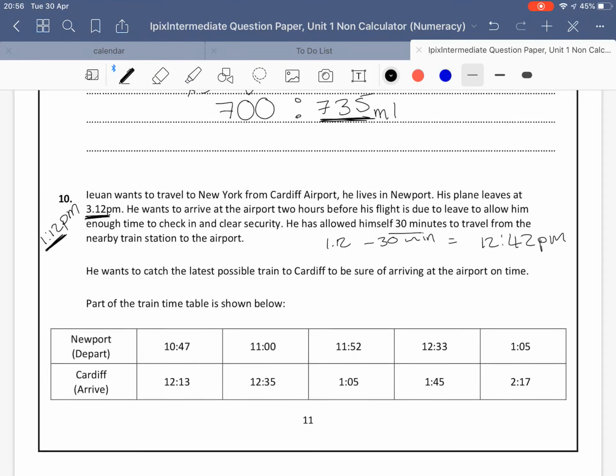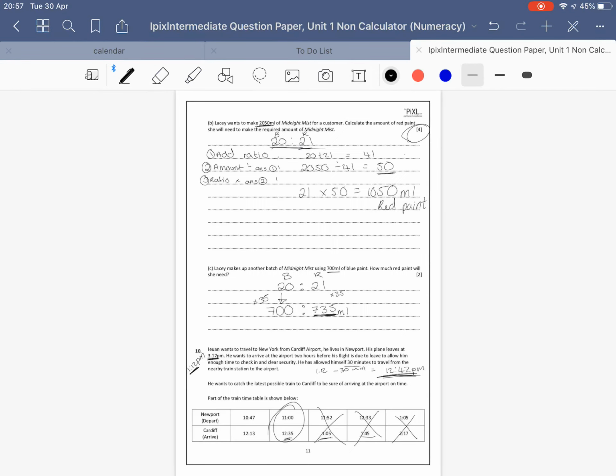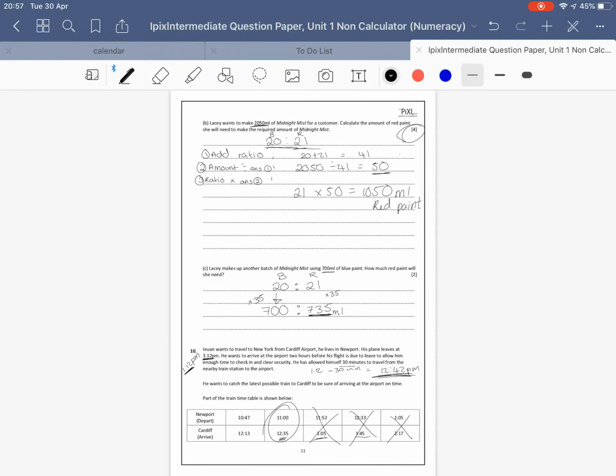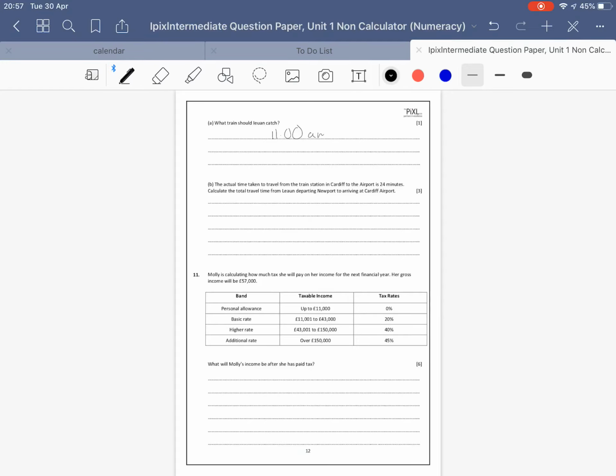What train should Yayan catch? So he wants to be in Cardiff by 12:42, so we can't have that one, his train's going to leave. Can't have that one, can't have that one, plane going to leave, can't have that one. We can take that one, you just have a bit of extra time. So he wants to catch the 11. What time train should he catch? He'd catch this one. And that is going to be in the morning, isn't it? Obviously not 3:30 a.m. at night.